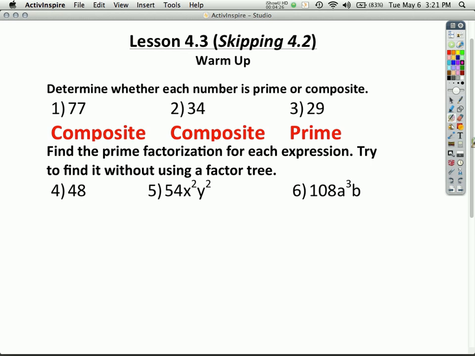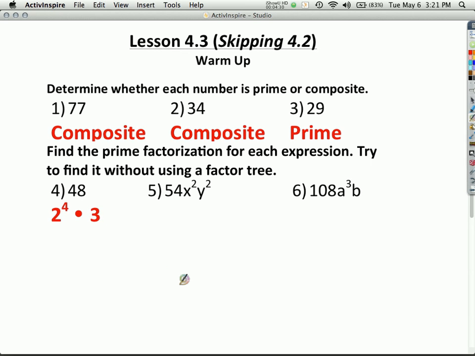Okay, so we're on number 4. So the correct answer is 2 to the 4th power times 3. If you wrote 2 times 2 times 2 times 2 times 3, I'll accept it, but this is a better answer when we just have a number. Now, when we have numbers and letters, we don't use any exponents. So let's see what we got for number 5.